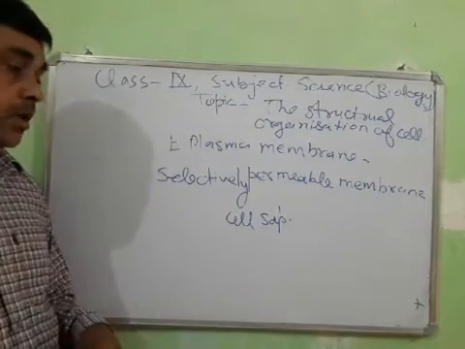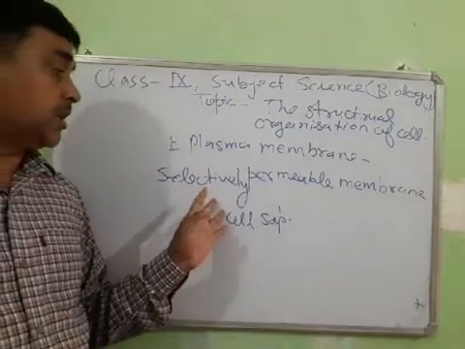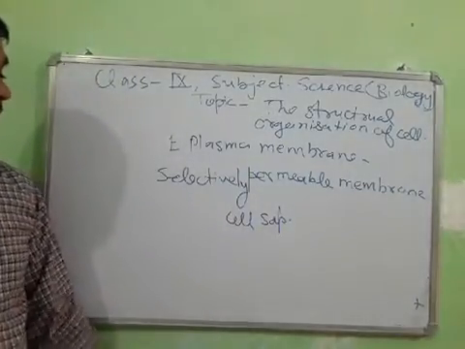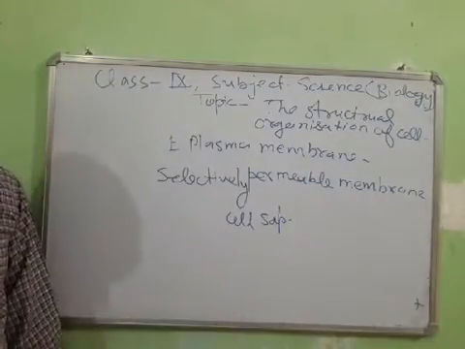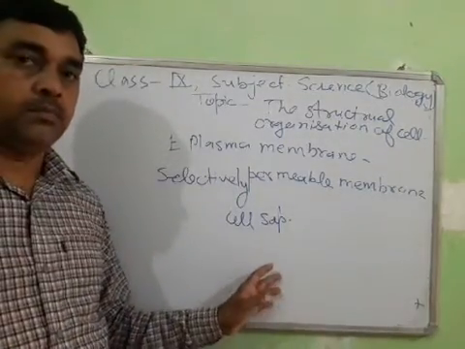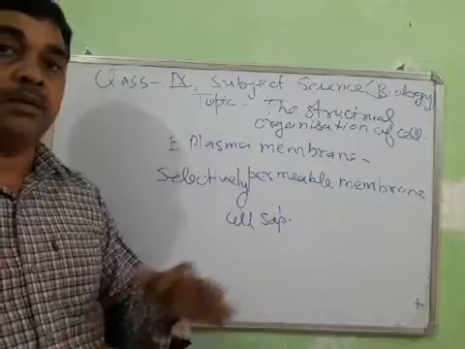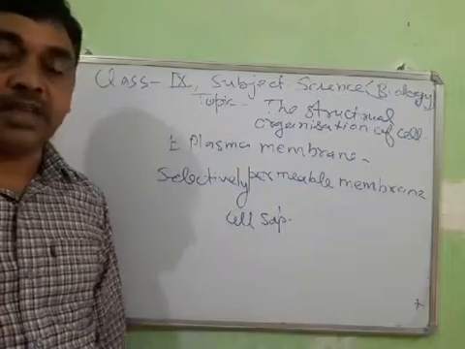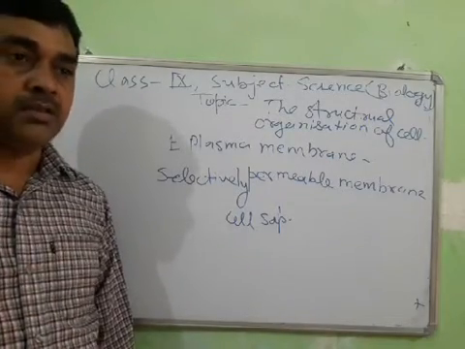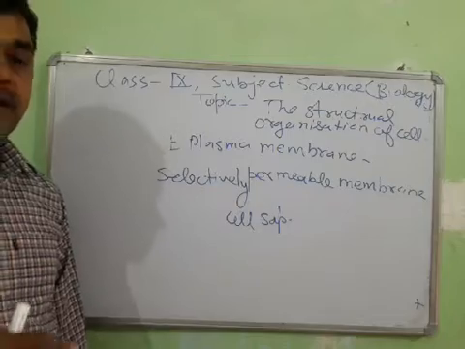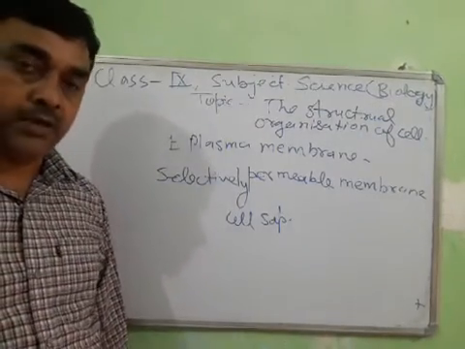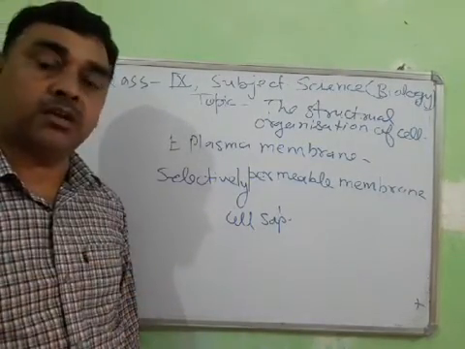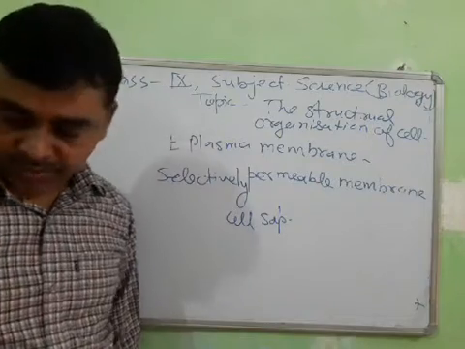So students, what is the definition of a selectively permeable membrane? It prevents the movement of some foreign particles from the external environment to the inside of the cell. Foreign particles may be harmful to the cells and can damage them. It also prevents useful material from leaving the cell to the external environment.